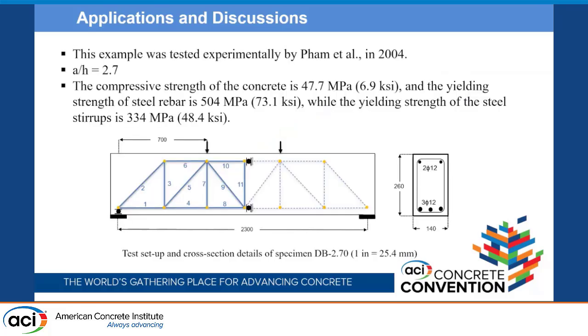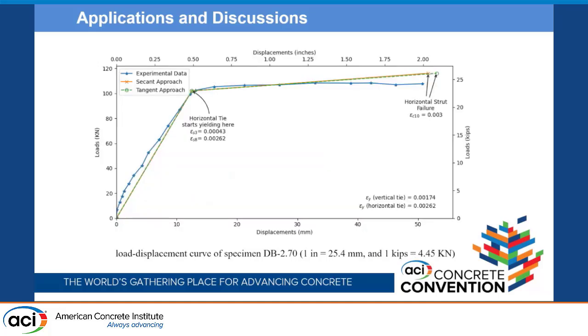Same way with the A/H of 2.7. We have half of the beam analyzed because of symmetry. And here we notice that the vertical tie does not yield. The horizontal tie yields first, and the vertical tie is way before. This is the horizontal tie, so it yields first here at this point, and the vertical tie has a very small strain. And then we go through the plateau all the way to failure.